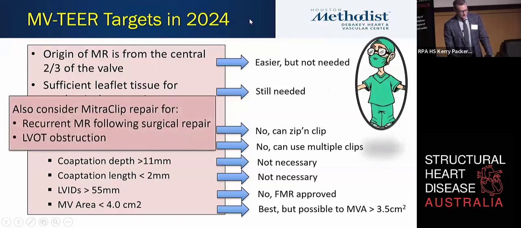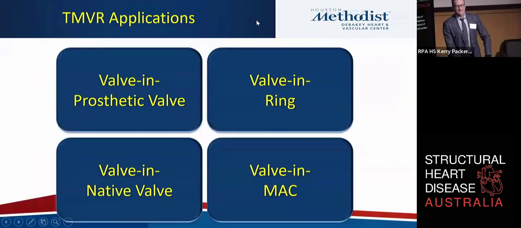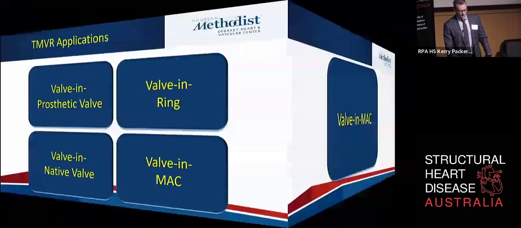Okay, so changing gears a little bit. TMVR, the term that can encompass all of this with some confusion. So just to clarify terminology, transcatheter mitral valve replacement can mean valve in prosthetic valve. It can mean valve in prior surgical ring. It can mean valve in a native valve, which is one of the most anatomically challenging situations. And it can mean valve in MAC. So there's lots of calcium, which acts like an anchoring ring.